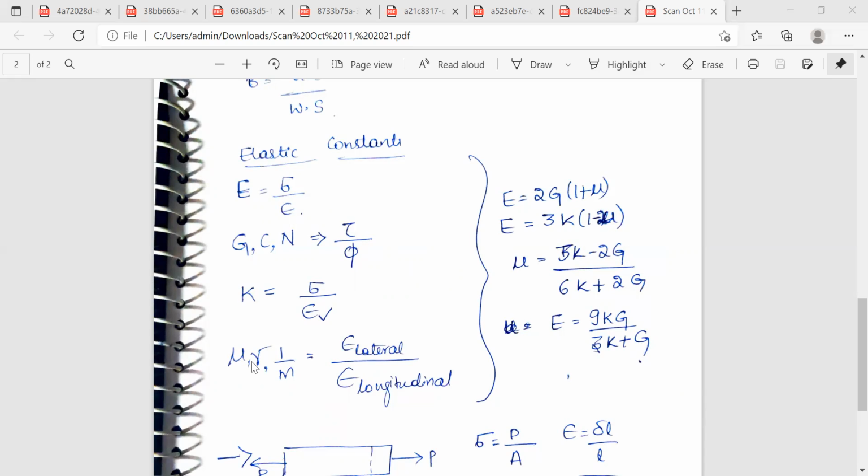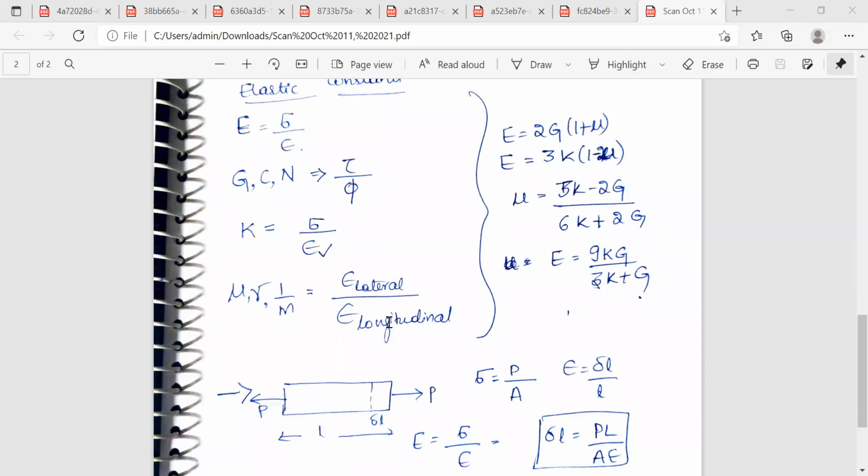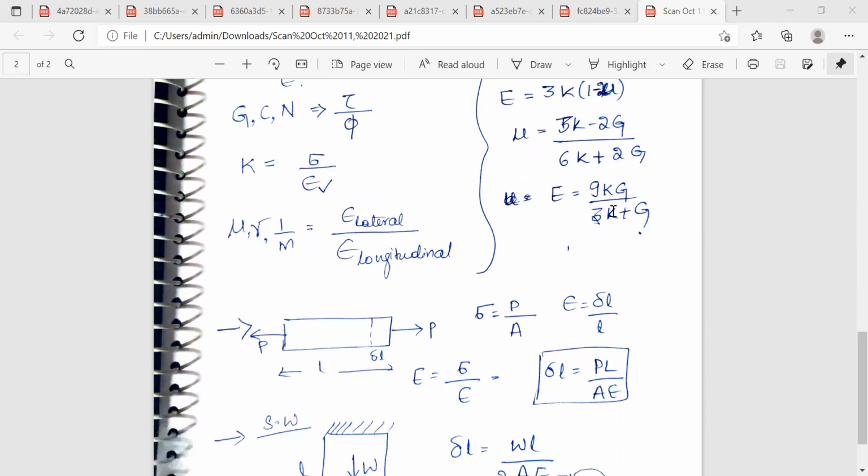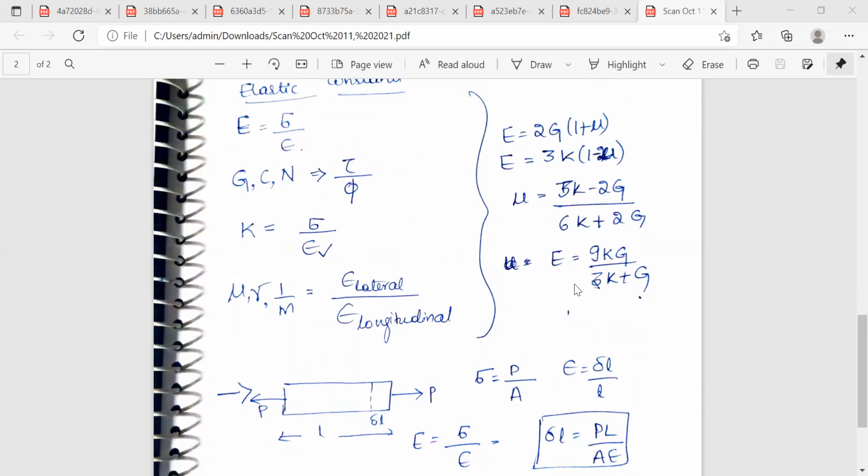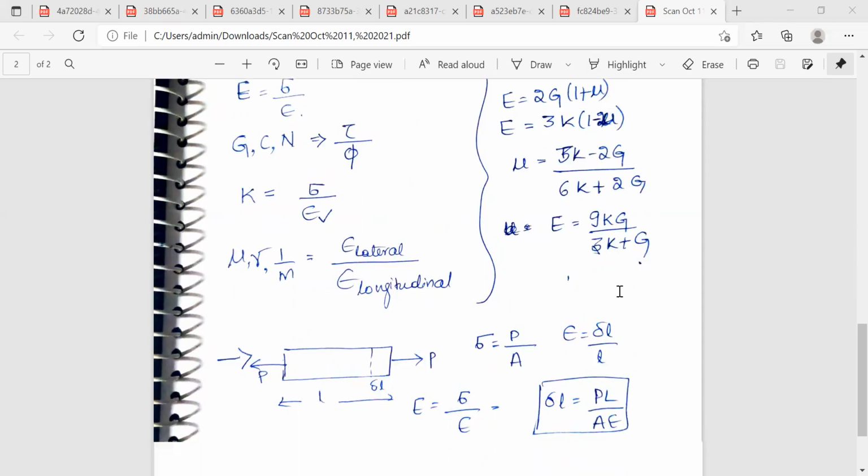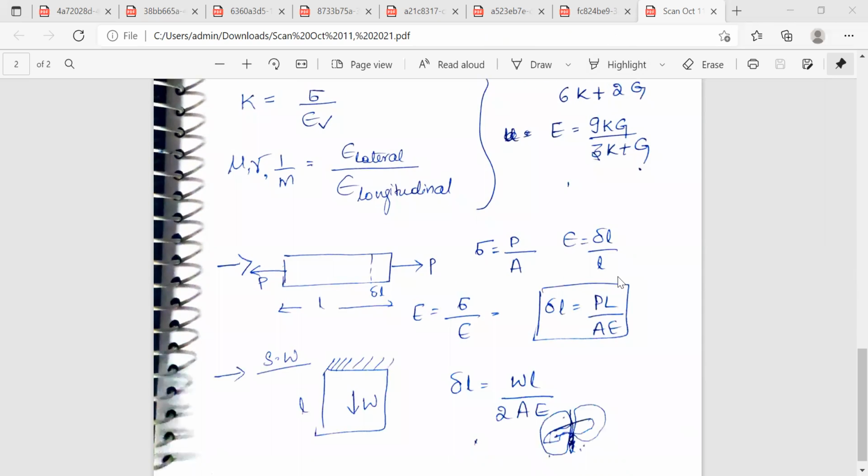Poisson's ratio, mu or 1 by m, is the ratio of lateral strain to longitudinal strain. The relationship between E, G, K, mu is: E is equal to 2G into (1 plus mu), and E is equal to 3K into (1 minus 2 mu). When you equate these two, you get the mu formula: mu is equal to (3K minus 2G) divided by (6K plus 2G). When you substitute mu in any one of the equations, E is equal to 9KG divided by (3K plus G).